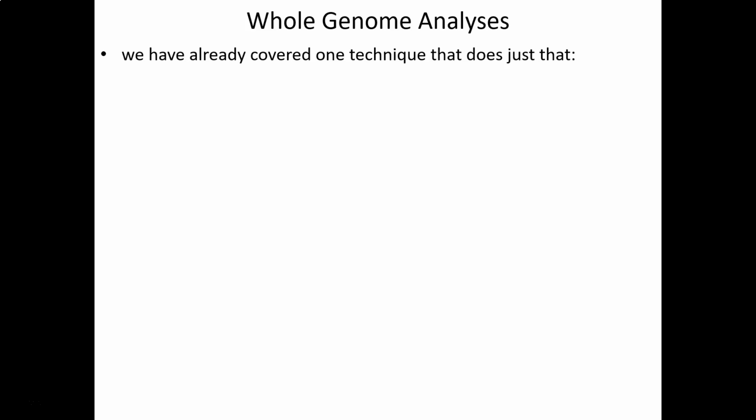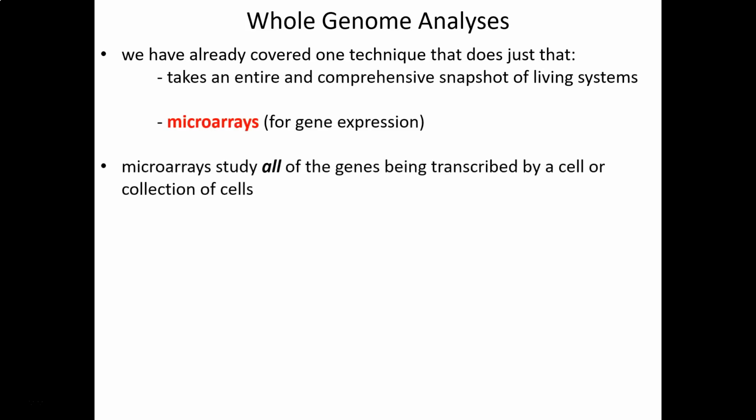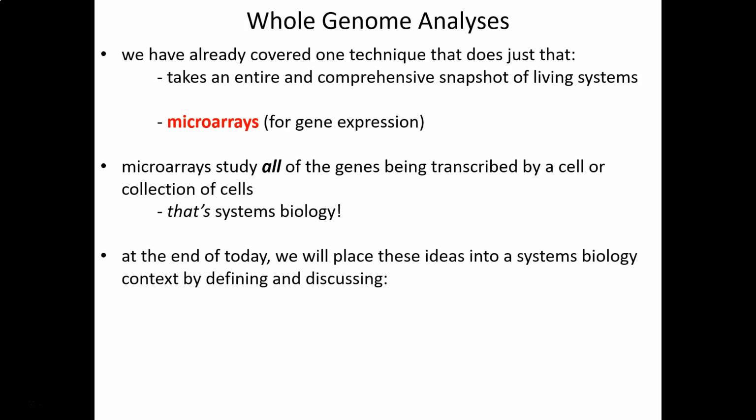So we've covered a technique that does that already. Again, microarrays take an entire comprehensive snapshot of all genes being expressed at all times in that cell system. Microarrays study all of the genes being transcribed by the cell or collection of cells whenever we did that experiment. That is unequivocally systems biology. But by the end of this lesson, we'll also see that ChIP can be modified in such a way to have a systems biology approach as well.